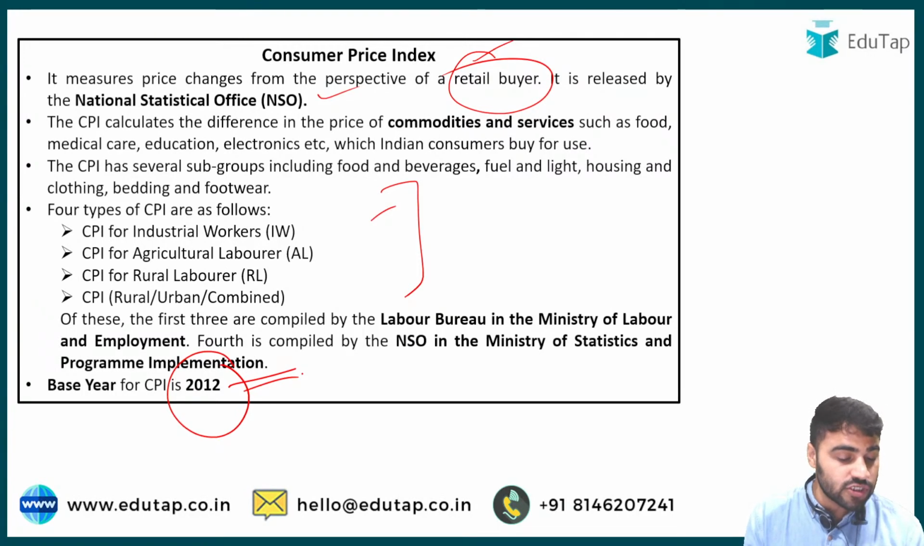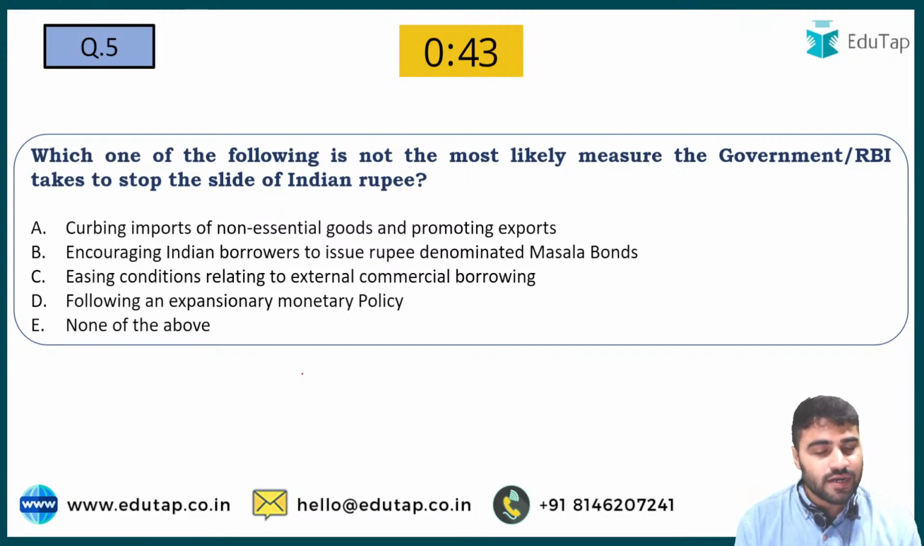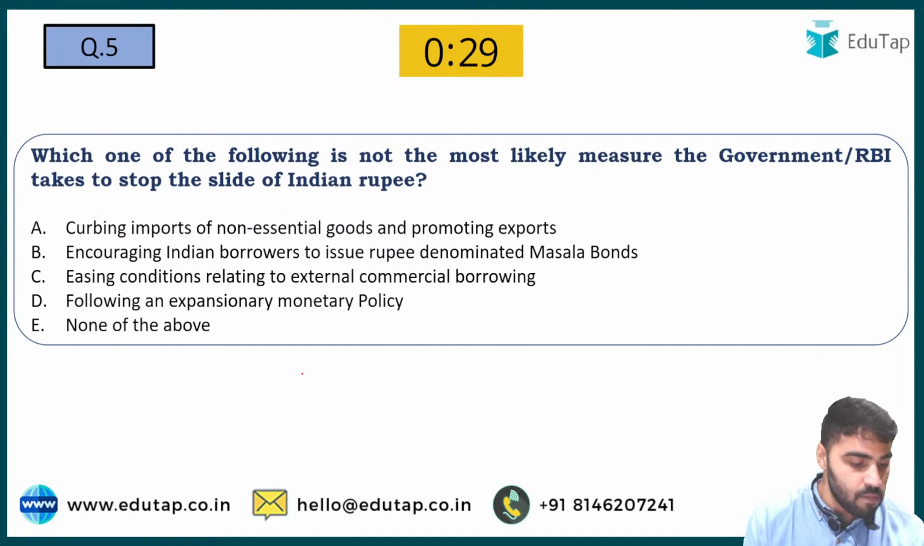Now let's move to question number five. So guys, question number five is, which one of the following is not the most likely measure the government or RBI takes to stop the slide of the Indian rupee? So this is quite technical, or you can say an application based question. Your options are curbing imports of non-essential goods and promoting exports, encouraging Indian borrowers to issue rupee denominated masala bonds, easing conditions relating to external commercial borrowings, following an expansionary monetary policy, or none of the above.